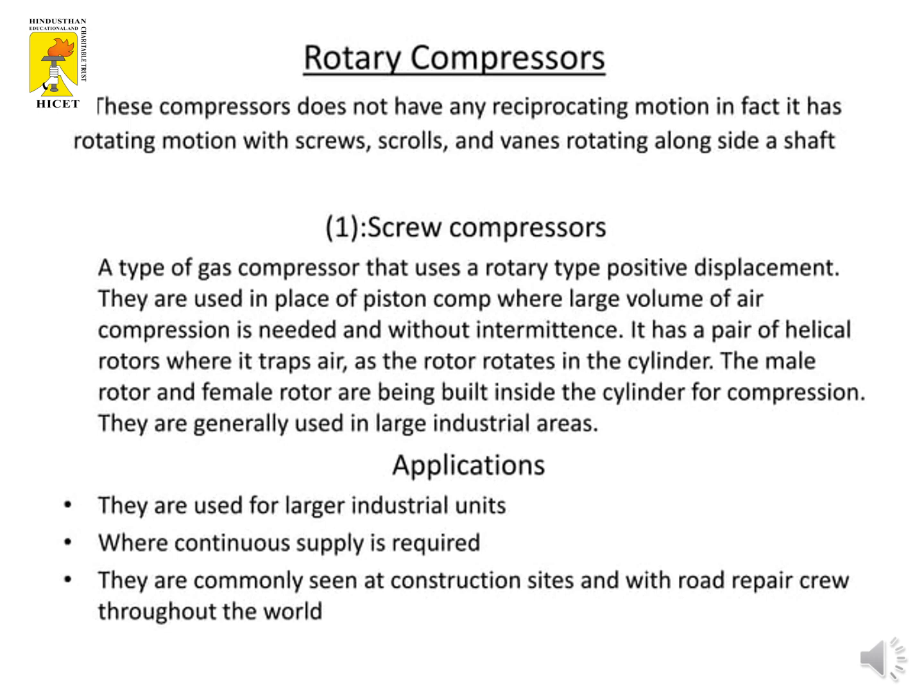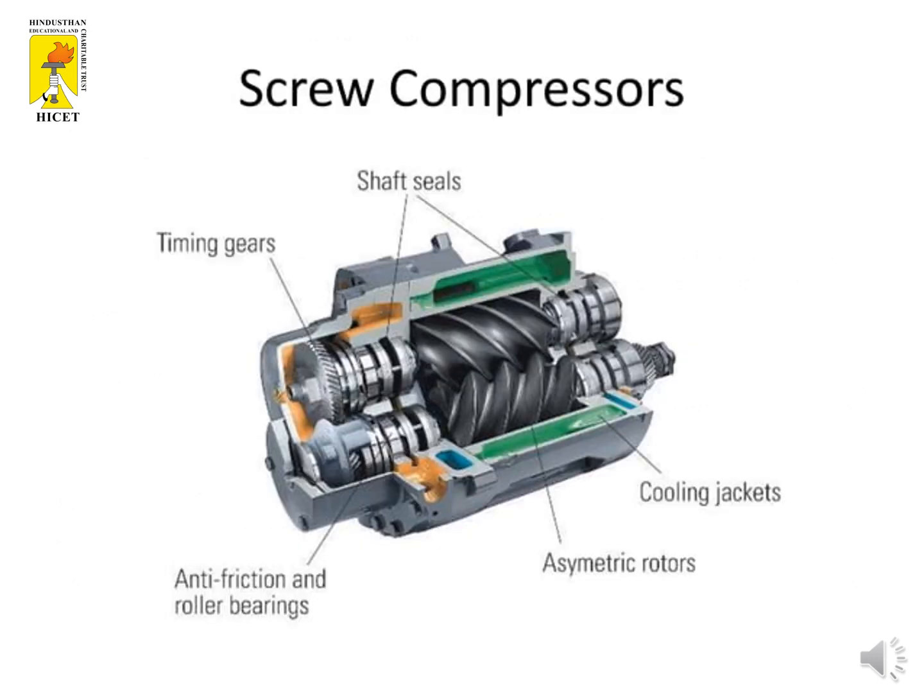It has a pair of helical rotors which traps air as the rotors rotate in the cylinder. The male rotor and the female rotor are built inside the cylinder for compression. They are generally used in large industrial areas. So this is the screw compressor diagram. You can see there are two screw-like structures inside which function in opposite directions, and when the liquid travels through the insides of the screw, it compresses the liquid and sends it out.